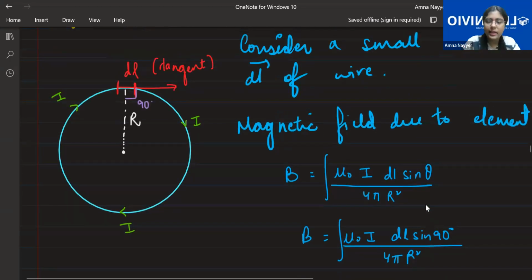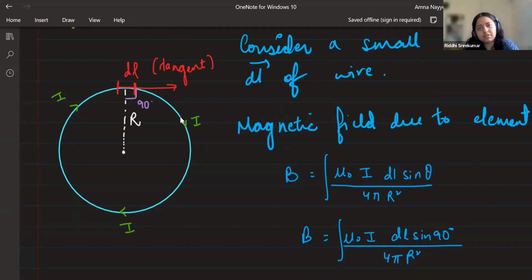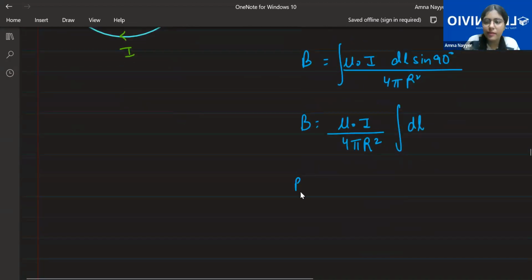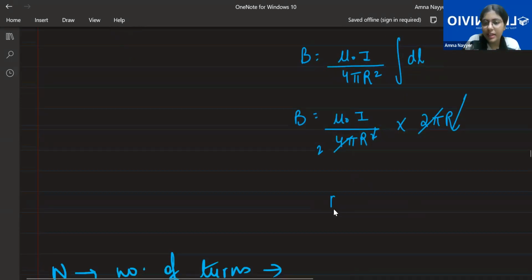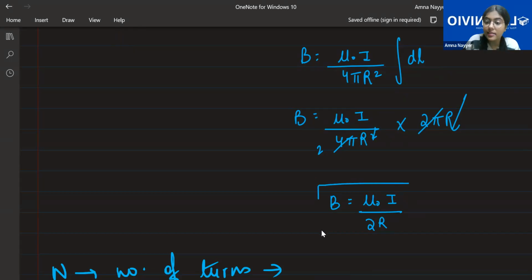Now, Riddhi, look here. If I add all the DLs that are present, integral of DL means what? You're adding all the small DLs that you have. What will we get? The circumference. That is 2 pi r. So B is equal to mu naught I by 4 pi r square into 2 pi r. Radius will cancel, 2 pi will give a 2 here. So the formula of magnetic field is B is equal to mu naught I by 2r at the center of a circle. That is just for one circle.